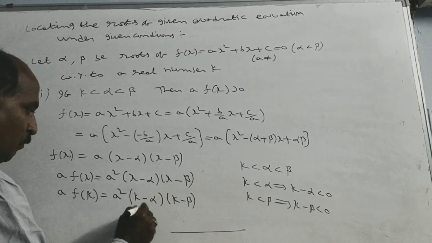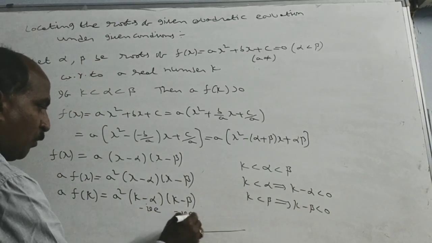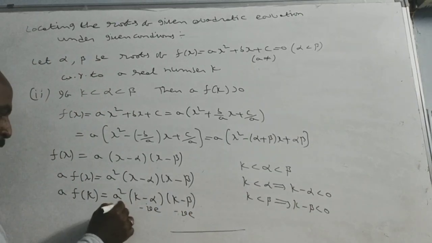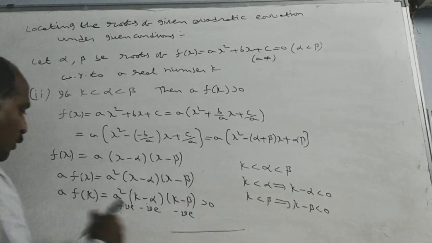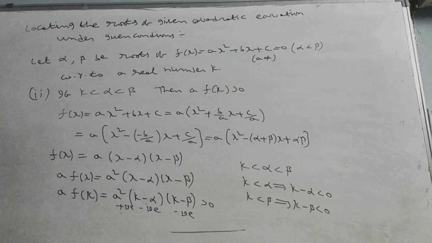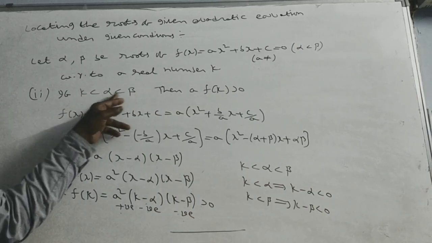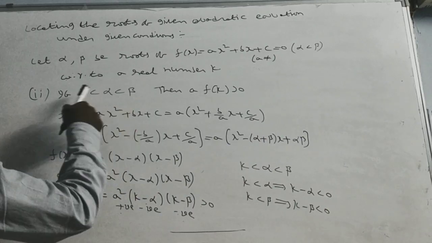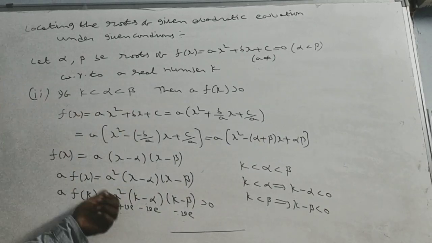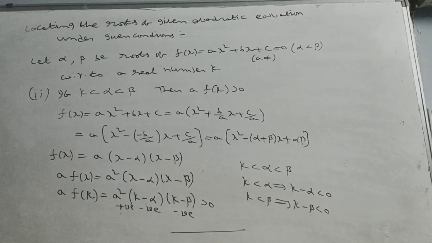This one is negative and k minus beta is negative. We know that a square is positive. So positive into negative, positive. So a into f of k is positive when we take k less than alpha less than beta. That is, both roots alpha and beta are greater than k. Then we get a into f of k positive.